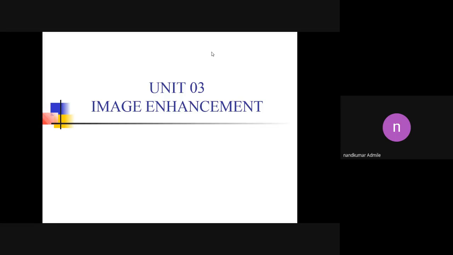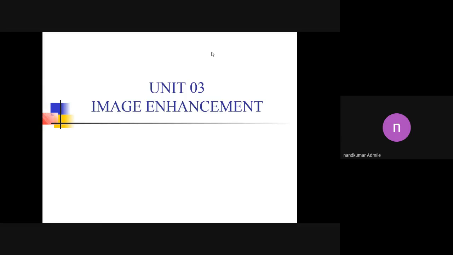In point processing, we study what a spatial domain is, what point processing is, what the different types of point processing are, and in which fields this type of processing can be used. So simply we can take a revision up to the image. The first point is image negative, contrast stretching, right?